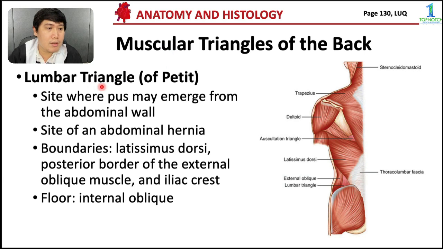The next is your lumbar triangle of Petit. It's bounded by latissimus dorsi, external oblique, and your iliac crest. So, what's the clinical significance? It is a site where pus may emerge from the abdominal wall, and it's also a potential site for abdominal herniation.